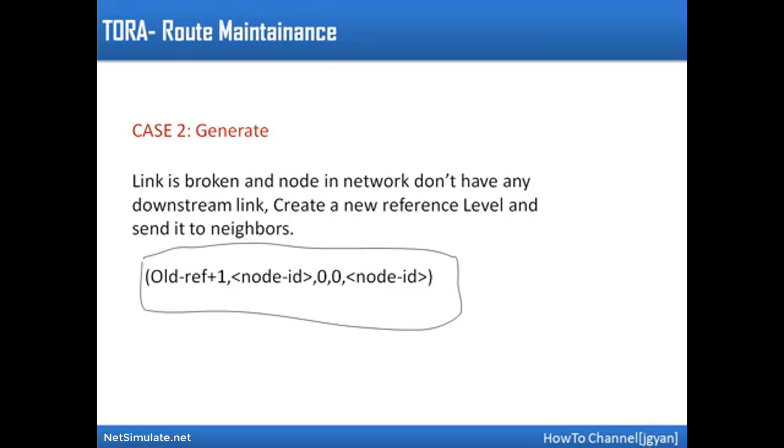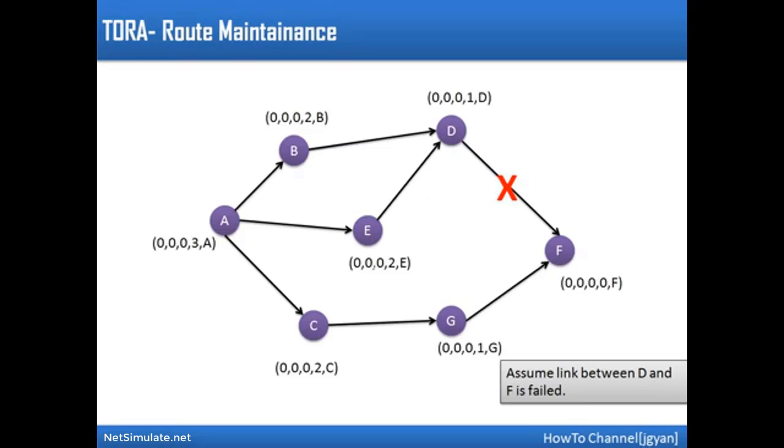So the first attribute will be the old reference number plus 1, so they will increase the old reference number by 1. Then the node id, which is the id of that node itself, and the third one will be 0, which is the reflection bit, the fourth one also 0, and the last one is the node id of that node itself. So let's take an example. So now we are saying this link is gone.